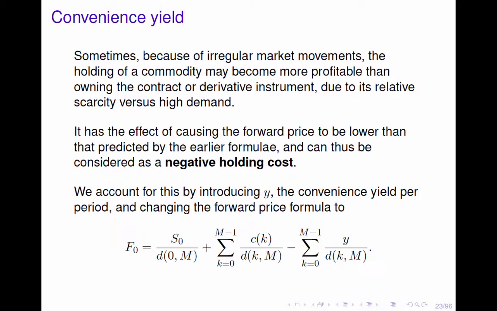Let Y be the convenience yield per period. For simplicity, we assume it is a constant. However, it could be period dependent, or in fact, it could be modeled as a stochastic variable with respect to time. Then, the forward price formula can be adjusted as follows. Note that the negative sign here reflects the nature of the convenience yield being a negative holding cost.